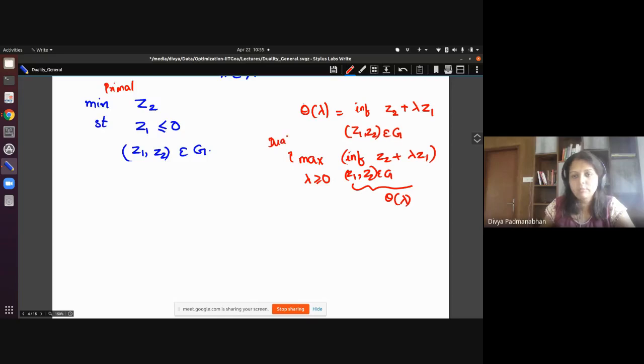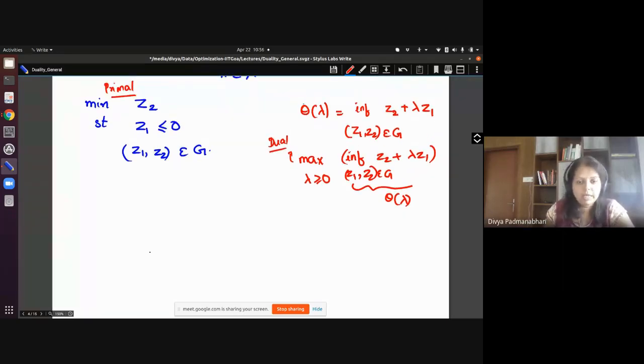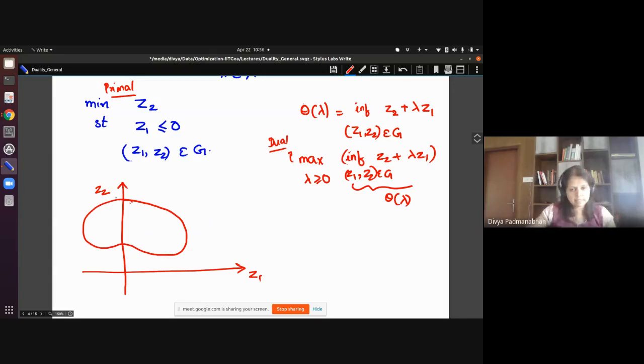Let me try to draw an illustration for this. Let's just look at the primal now. We are looking at the space of Z1s and Z2s, and there's some set like this, Z1, Z2 in G, so maybe something of this form. Let me draw it a little nicely. Something like this. So this is the set G.